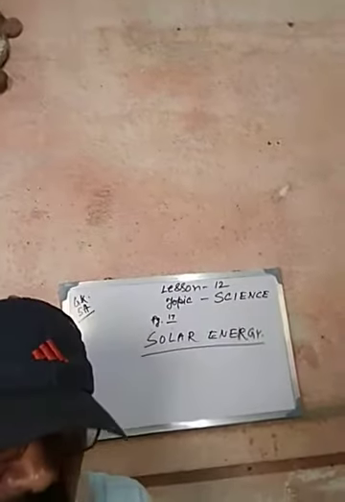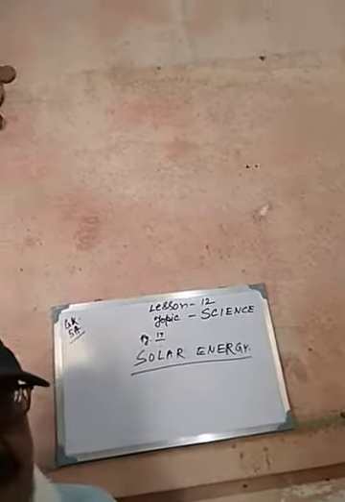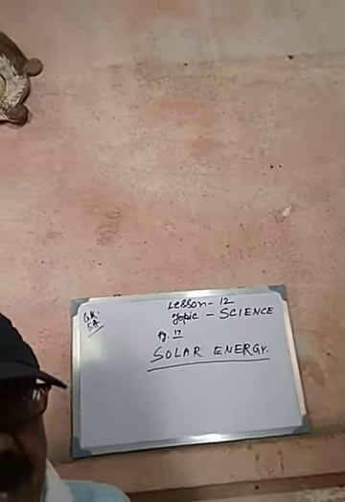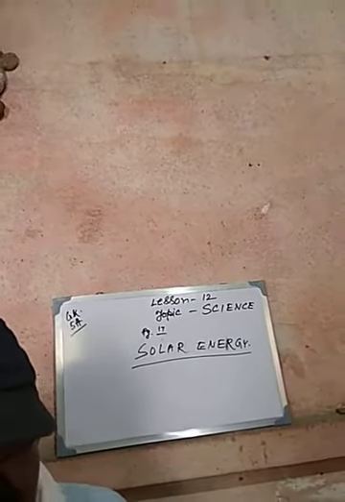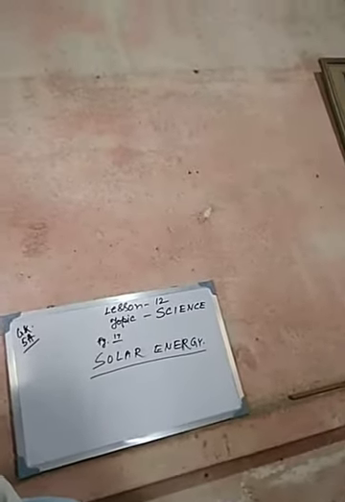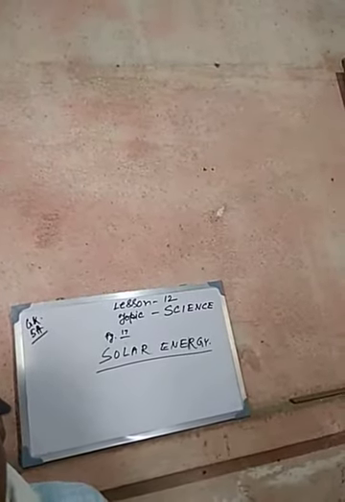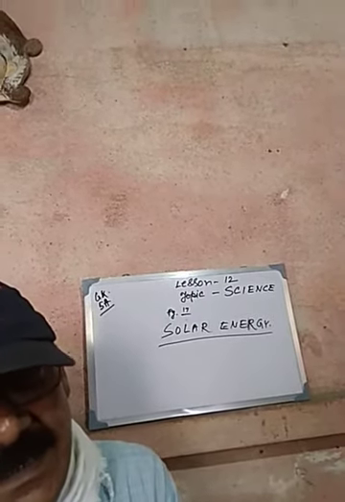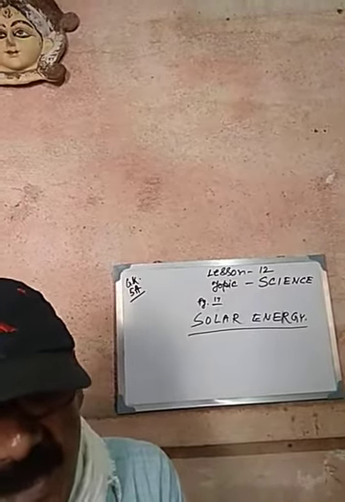The first point, solar energy. What is the meaning of solar energy? The energy which we gain from the power of sun is known as solar energy. That means the energy which is given by the sun. Sunlight has a lot of energy, and this energy is called solar energy.